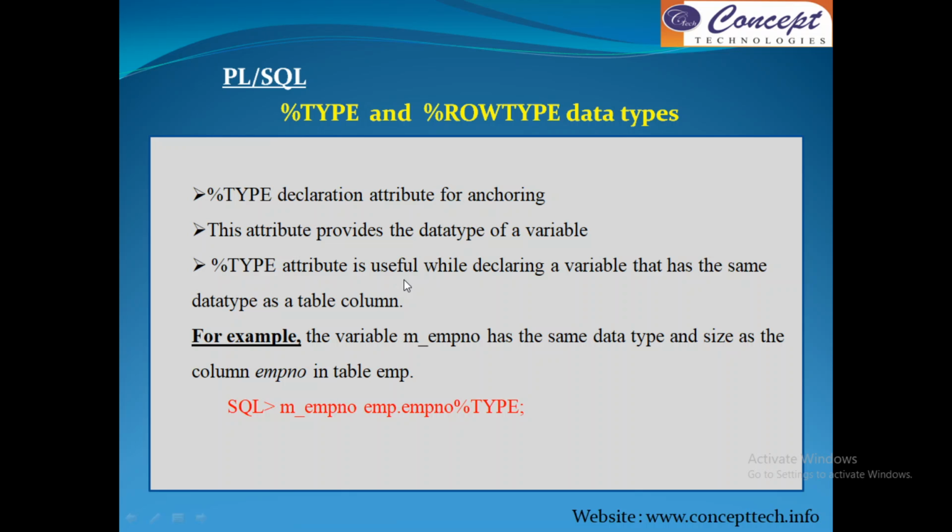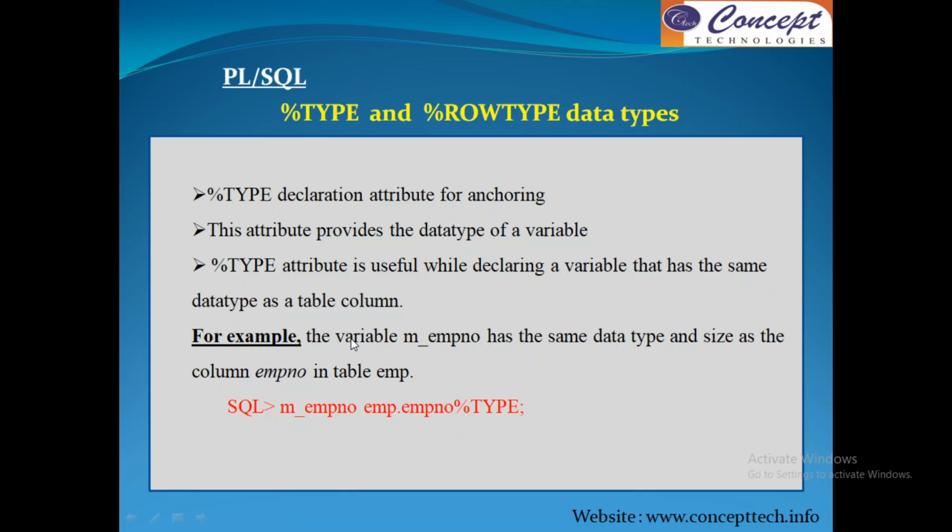The %TYPE attribute is useful while declaring a variable that has the same data type as a table column. If you want to declare a variable for a particular column in a particular table and you are not aware of the data type of that particular column, then you can use the %TYPE attribute.